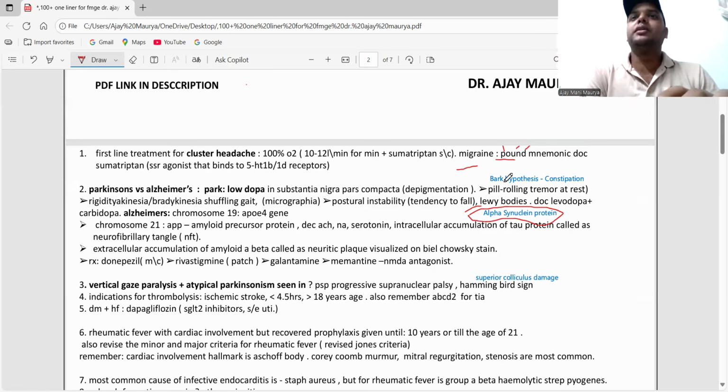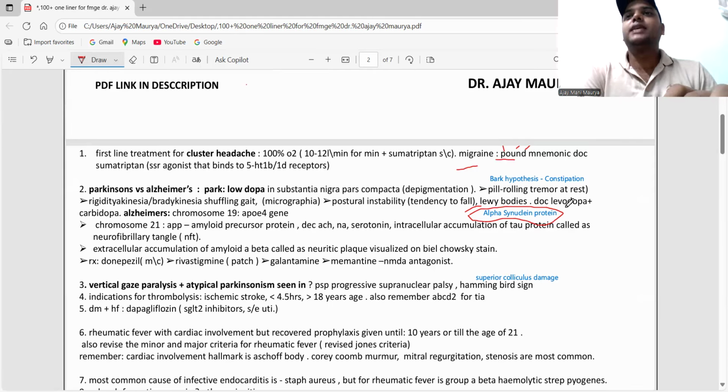There are pill rolling tremors. Okay, now see that is cogwheel rigidity. There is rigidity, bradykinesia, then shuffling gait, and micrographia, which means small handwriting in Parkinson's disease. There is postural instability. Okay, now what is the drug of choice? It is levodopa plus carbidopa.